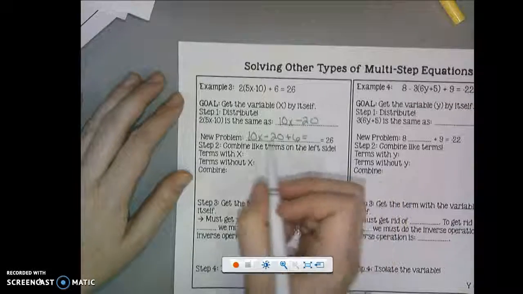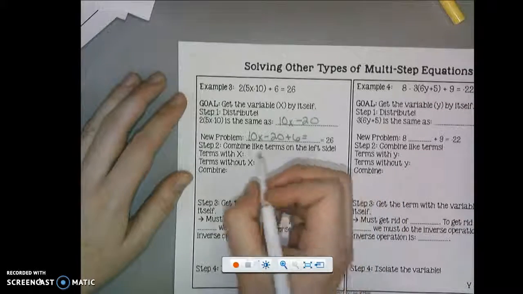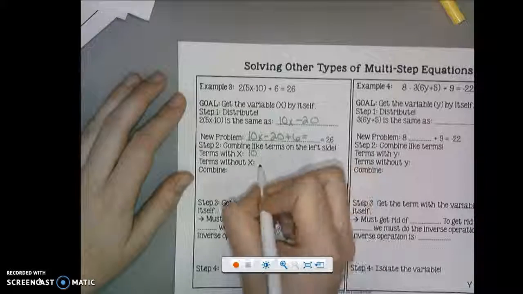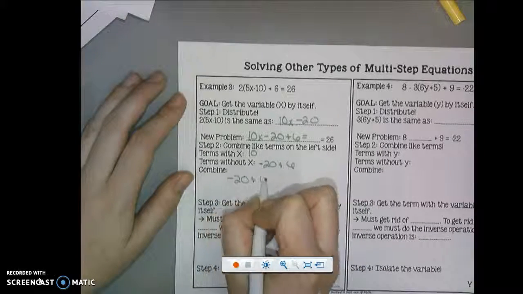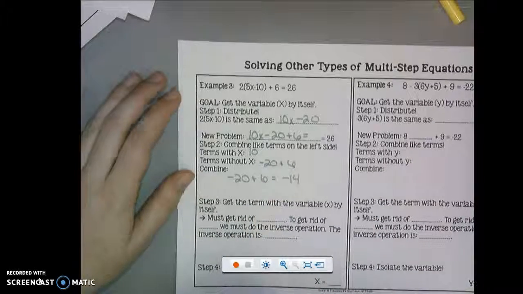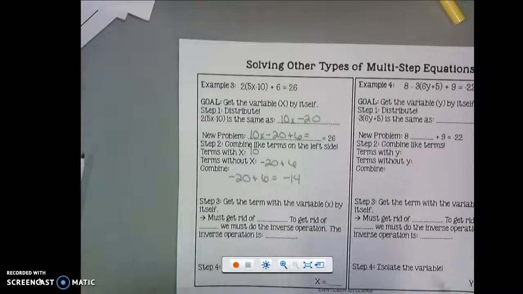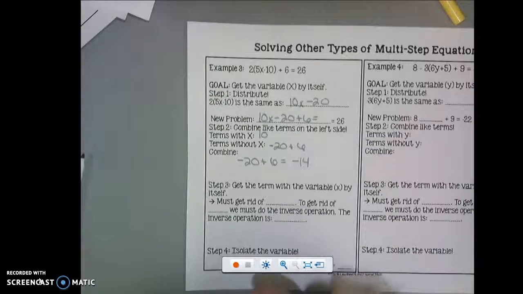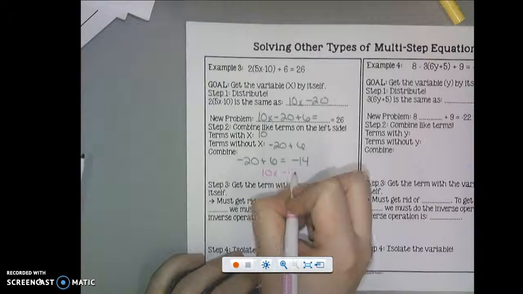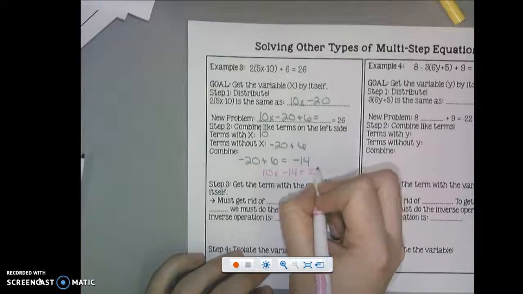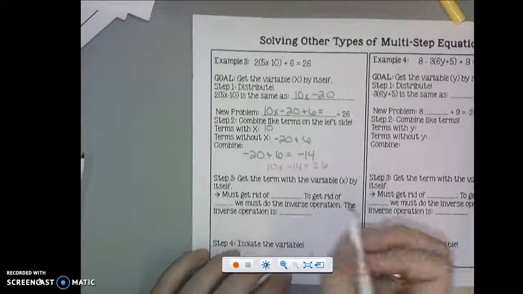Now we want to combine our like terms. Our like term with an x is 10x. Our terms without would be negative 20 plus 6. So negative 20 plus 6 equals negative 14. And now we must get rid of the variable. So really our equation now would be 10x minus 14 equals 26.